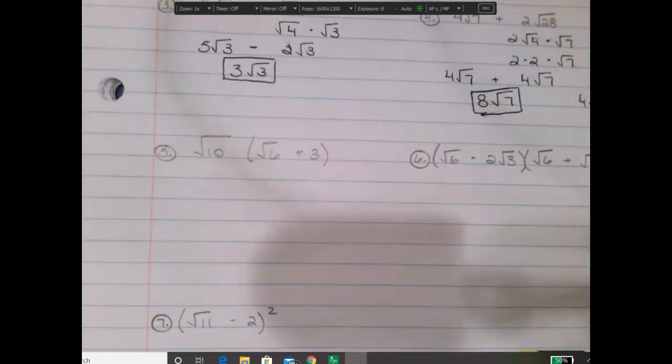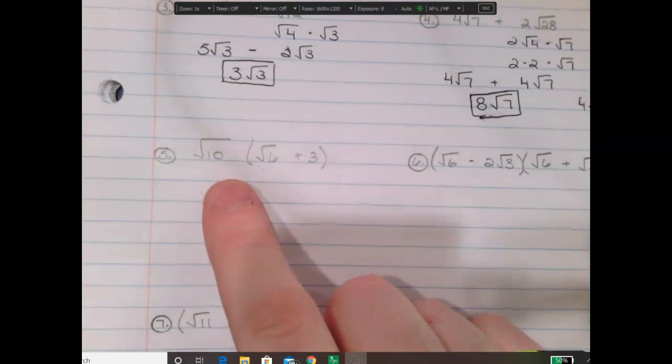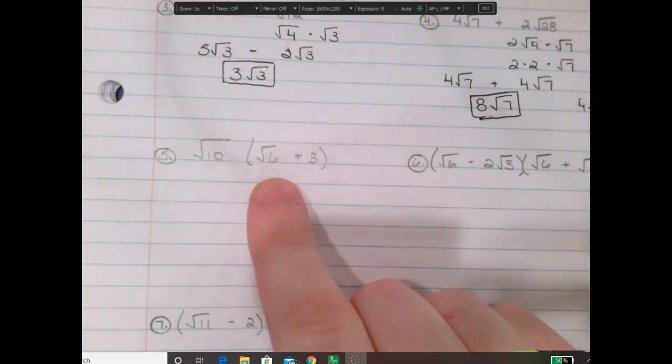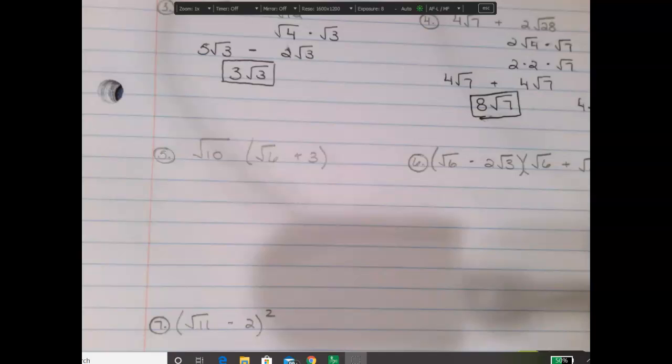Let's go ahead and move into number 5. So again, I told you we had 9 problems. We're already on number 5, so we're making good pace. Number 5, this time I have radical 10 times the quantity radical 6 plus 3.